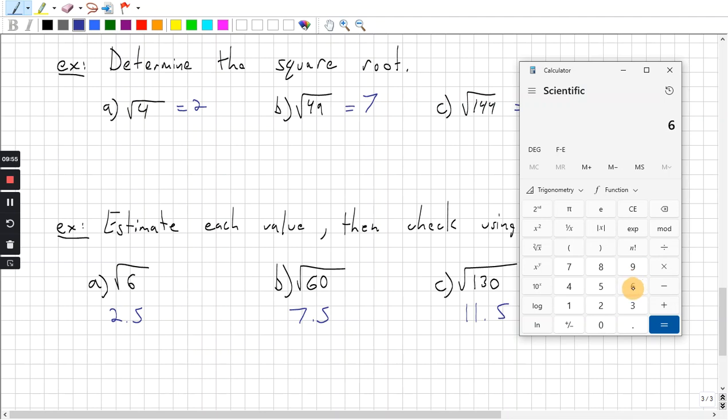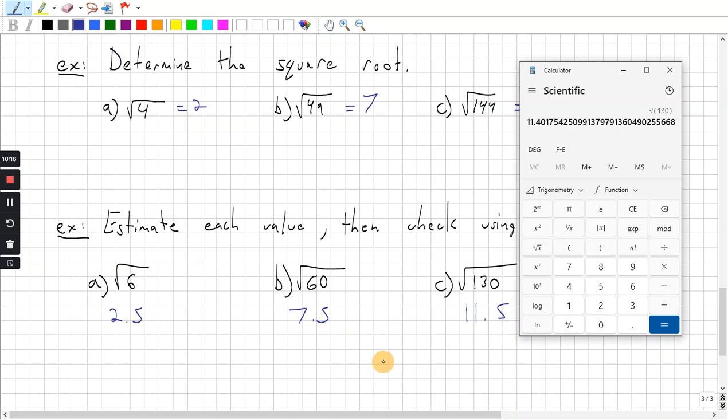Now we can check all these on my calculator. So the square root of 6 is actually 2.4. So I was close. Square root of 60, and you could write these answers down, is 7.7. Right? So it's a bit closer to the square root of 8. And lastly, 130, the square root of that is 11.4. So we're pretty close with that one too.